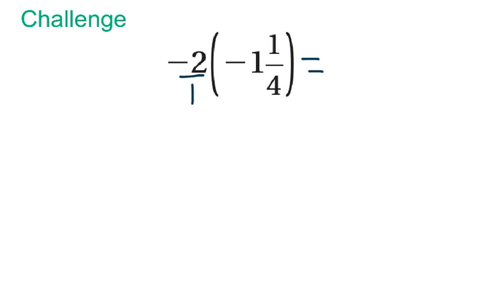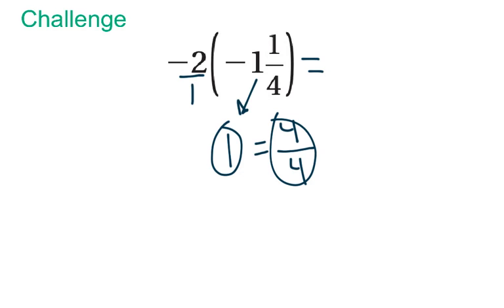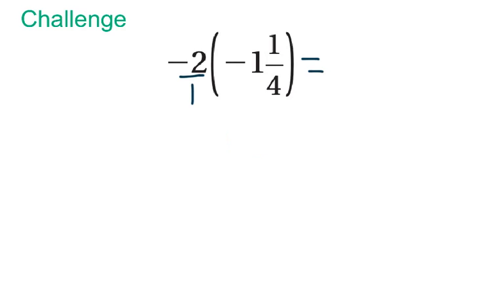So I know that this one right here, if I broke it into 4 pieces, it would be the same as 4/4. 1 is the same as 4/4. So in this one, I've got 4/4. So this is 4/4 plus this 1/4. So 4/4 plus 1/4 is going to be 5/4.